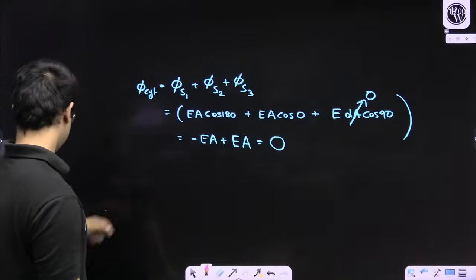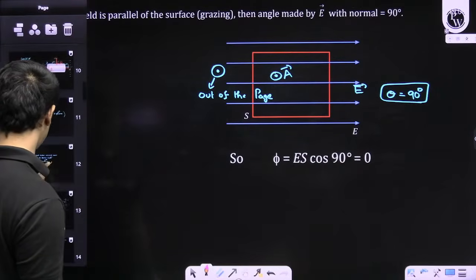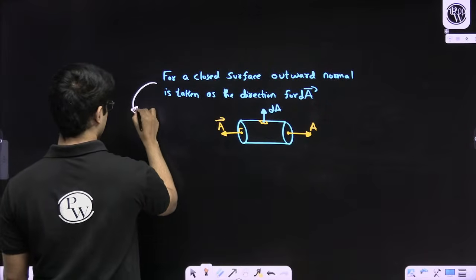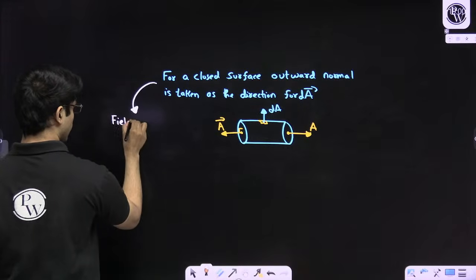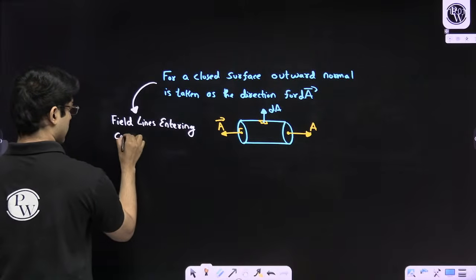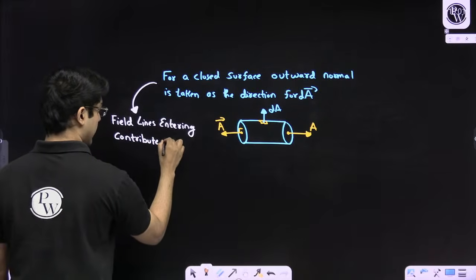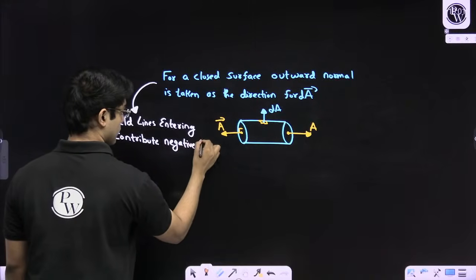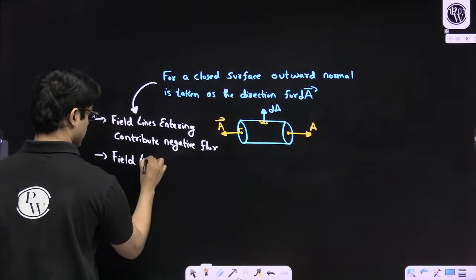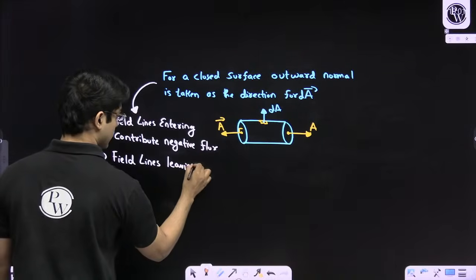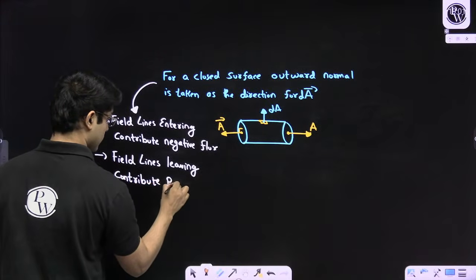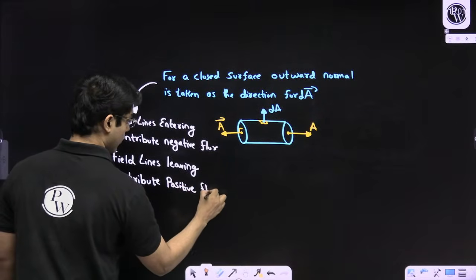So for a closed surface, you can keep it like a rule: field lines entering the surface contribute negative flux, and field lines leaving the surface contribute positive flux. Okay, this is easy to understand.